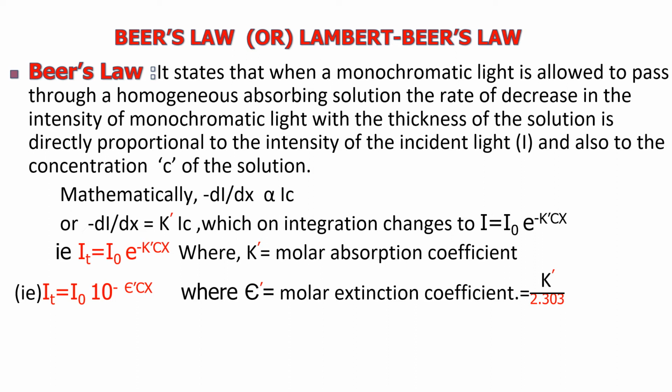Now this equation can be written in the base 10 form, that is IT = I0 10^(-ε'Cx), where ε' is the molar extinction coefficient, that is equal to K' divided by 2.303. These are about Beer's law or Lambert-Beer's law, both are the same. Now this law is frequently asked in the university examination.